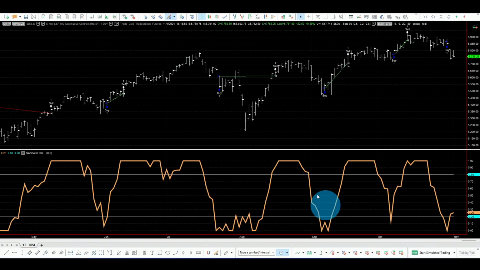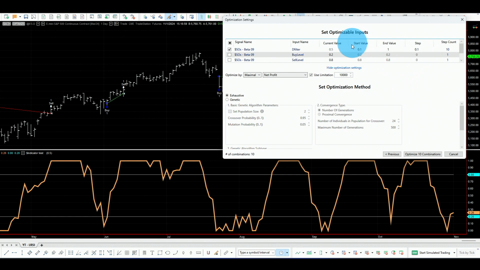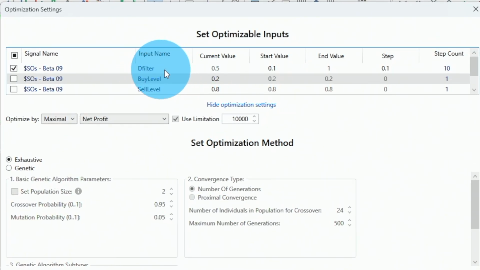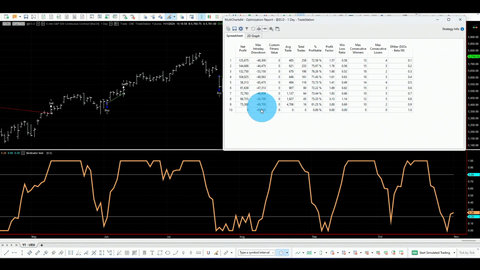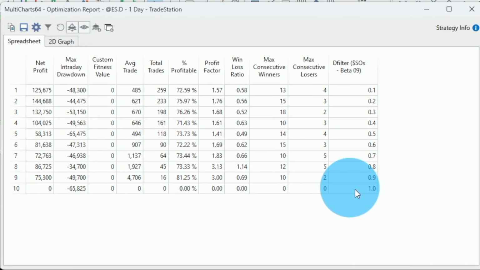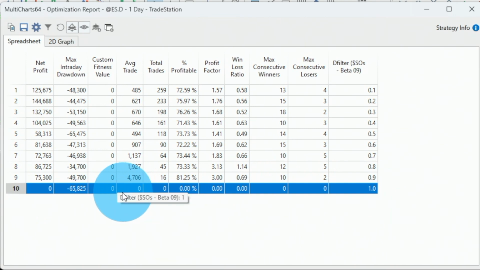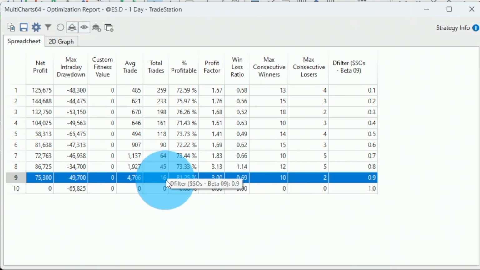Now let's look at this indicator a little bit deeper. Let's optimize the dampening filter between 0.1 all the way to 1, and see what we get. So it's 10 optimizations, and this is what we get. First of all, at 1, there are no trades. And then at 0.9, we have only 16 trades. Here I have data since 2007, so that's 17 years of data, and this is less than 1 trade a year. So this is not usable.